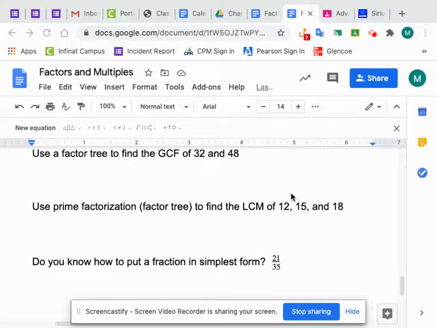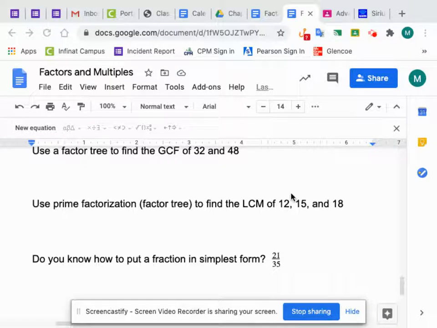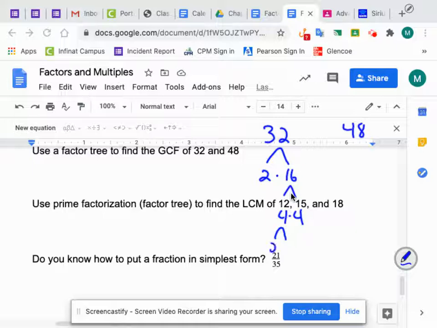So I'm now going to ask you to use a factor tree to find the GCF of 32 and 48. So 32, 48. I'm going to do 2 times 16. And I'm going to do that because I got a prime number right away. Then I get 4 times 4, 2 times 2, 2 times 2, and there I'm all done. Okay. Moving on.